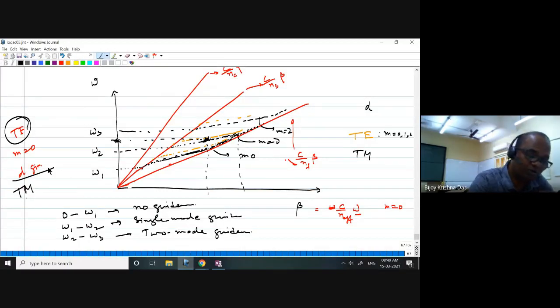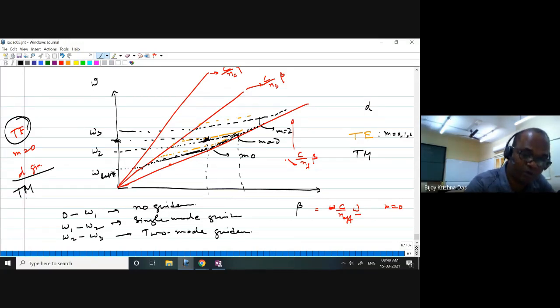And it is known that up to a certain frequency, you may not get any solution. That is the reason we say that an optical waveguide is a high pass filter. So this will be called the cutoff.